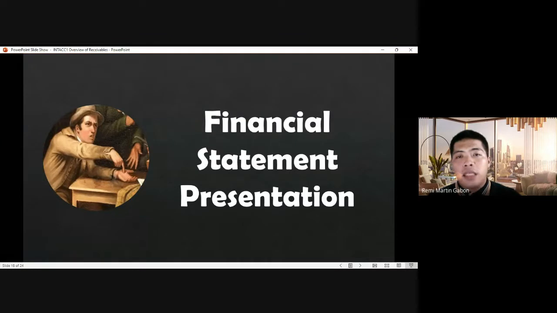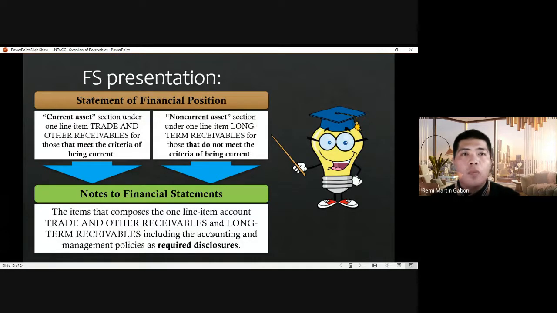Okay. Next is for financial statement presentation. After considering all other concepts, from definition down to accounting measurement, this time when we report, how do we present those items of receivables, trade and other receivables? As I've told you earlier, what is most important is the presentation as to current or non-current. So for financial statement presentation, we present our receivables under the statement of financial position or balance sheet.